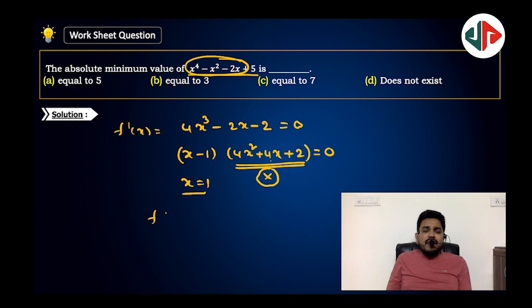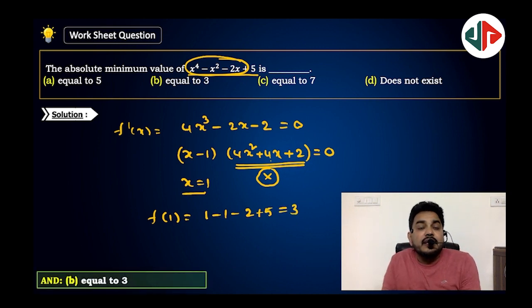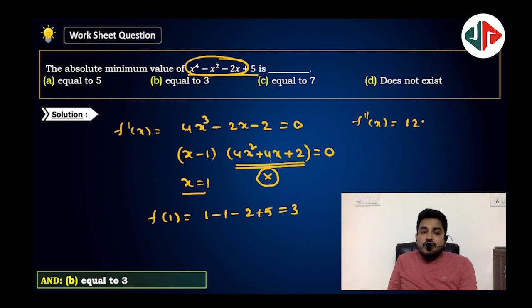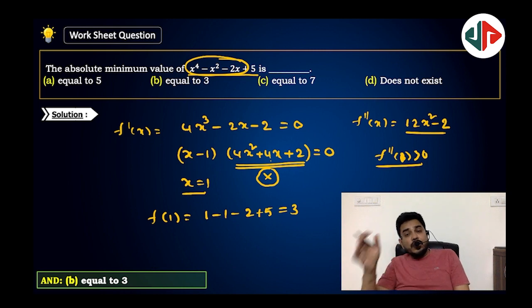So what is f of 1? F of 1 is equal to 1 minus 1 minus 2 plus 5 is equal to 3. This is going to be the minimum value. I need to check f double dash of x. What is f double dash of x? 12x square minus 2. So f double dash of 1 is greater than 0. So you are going to get the minimum value only.